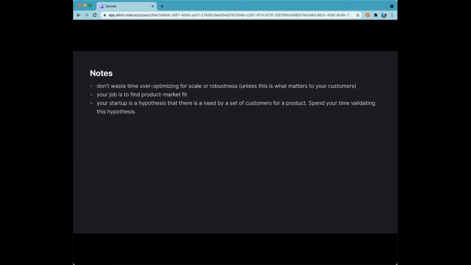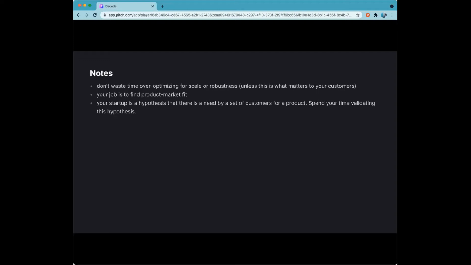And so what follows from that is you really don't want to waste time. This is for engineers out there, coders, or honestly, anything. Don't waste your time over-optimizing for scale or robustness, unless that's what matters to your customers. I've met ex-Google engineers who write insanely beautiful code that scales for their startup, and they have no users. So it's such a waste of time.